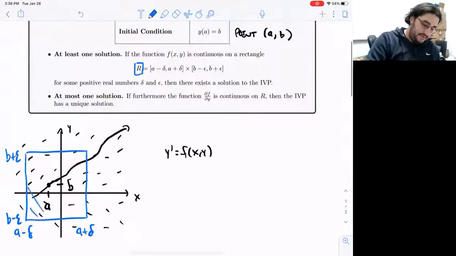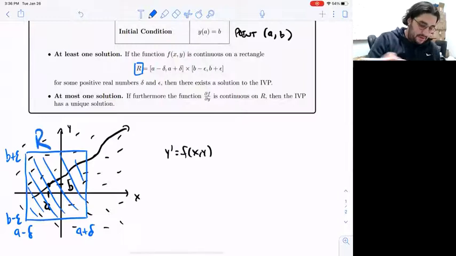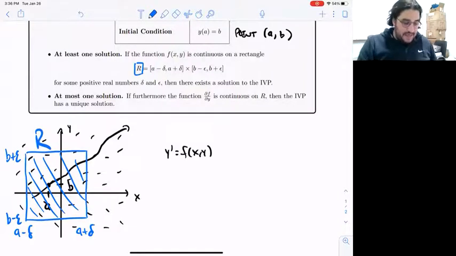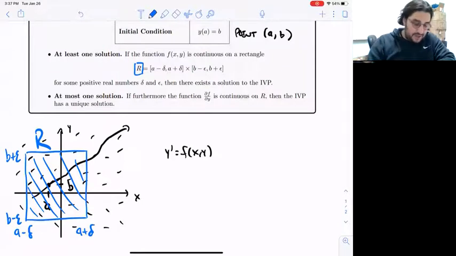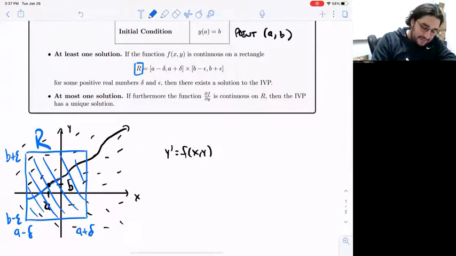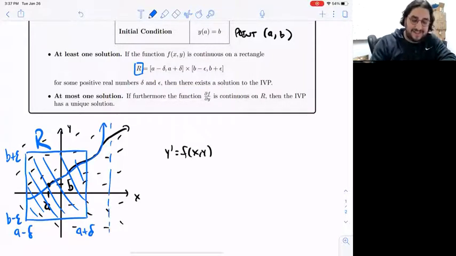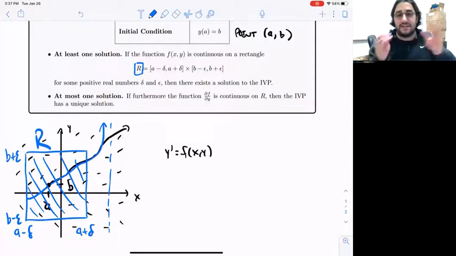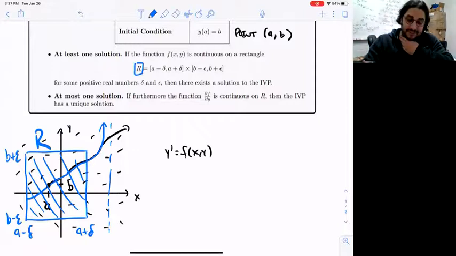So this region is a rectangle R, and we're saying that as long as the values of the slope field, f of x, y, are defined and it's a continuous function, then there will definitely exist at least a solution to that initial value problem on that rectangle. Maybe over here it has an asymptote or something and stops existing, maybe it blows up later, but at least on that rectangle there will exist a solution. But if you're only given those conditions on that first bullet, there might be multiple solutions.